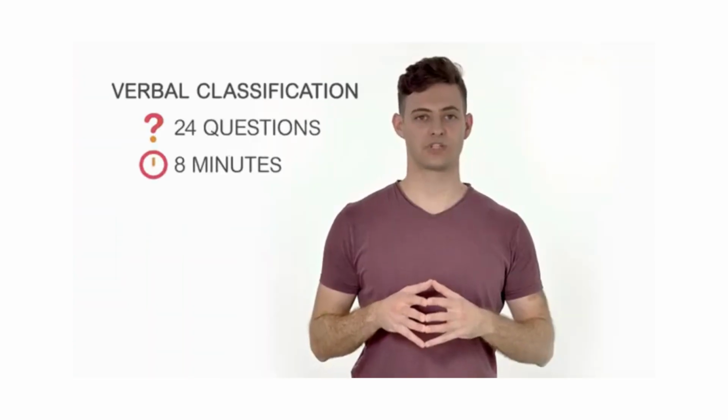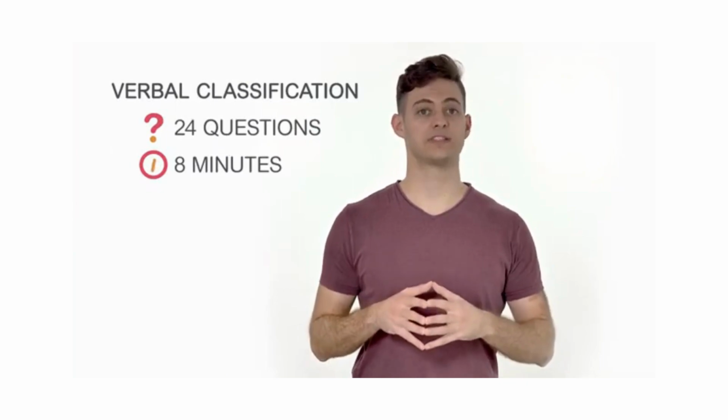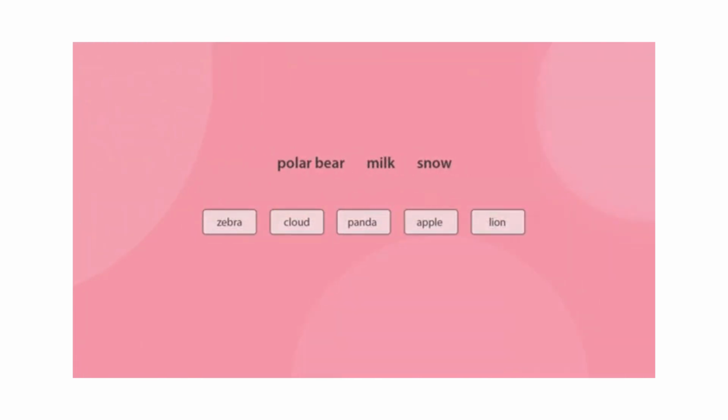The verbal classification section measures the ability to recognize relationships between words. This section has 24 questions to be completed in 8 minutes. This is an example of a verbal classification question. Which of the 5 answer choices can be grouped together with the 3 words on top? Here's a hint. Think of their appearance.